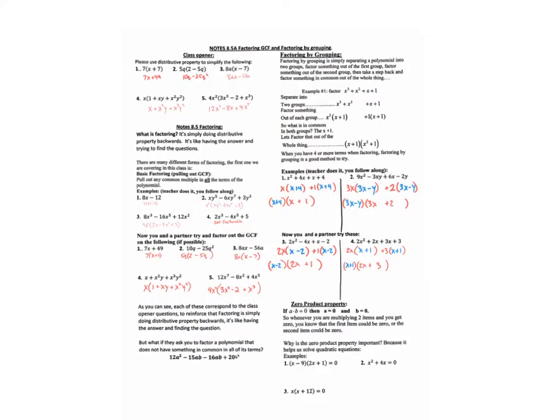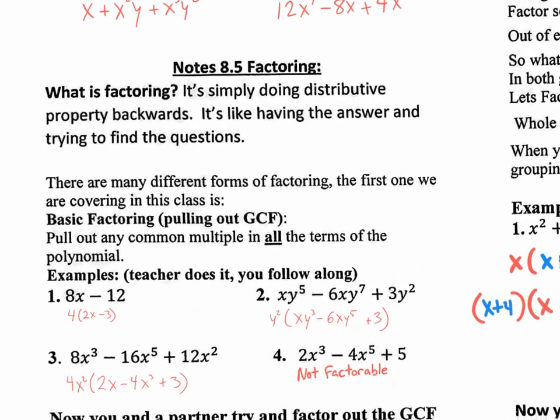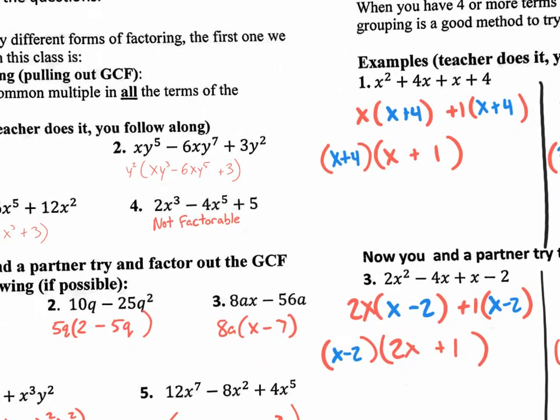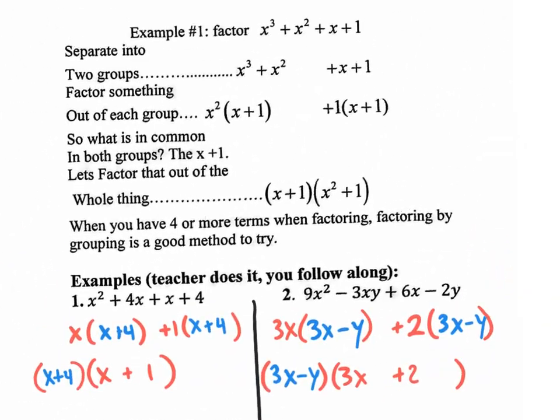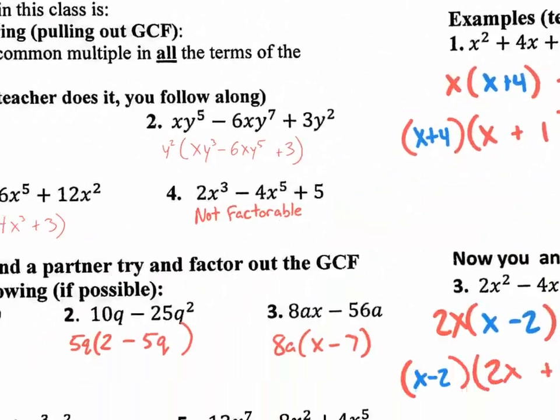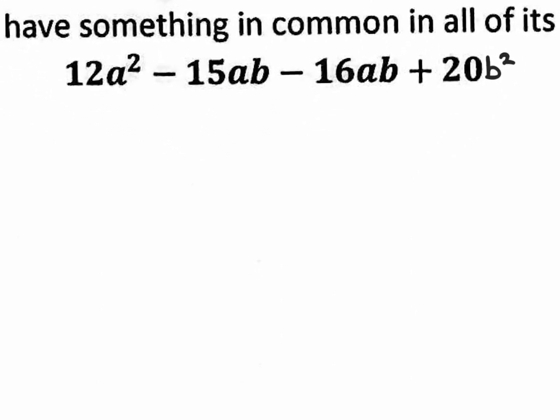So let's go to the handout that we had yesterday. And we went through the whole handout. We factored. We pulled out the GCF. We talked about some that were not factorable. We did factoring by grouping. And you know what? We did have a typo on this question at the bottom. It needed a b squared right there.